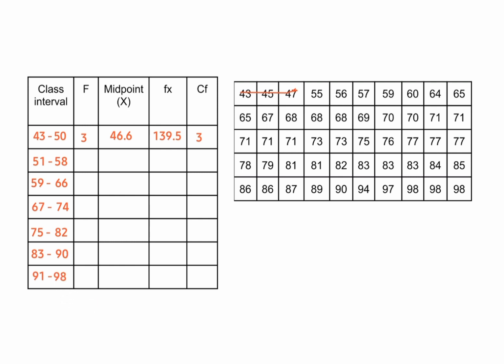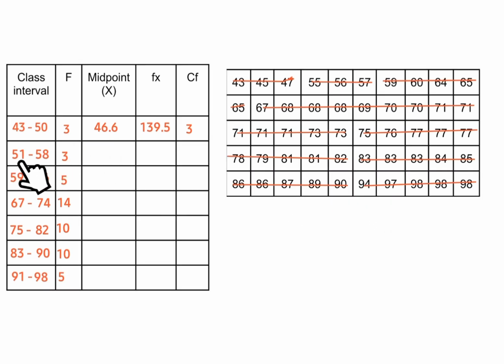This gives the frequency of 51 to 58: 1, 2, 3. 59 to 66: 1, 2, 3, 4, 5, right? 67 to 74: 14, right? 75 to 82: 10. We have 83 to 90: 10. 91 to 98: 5.